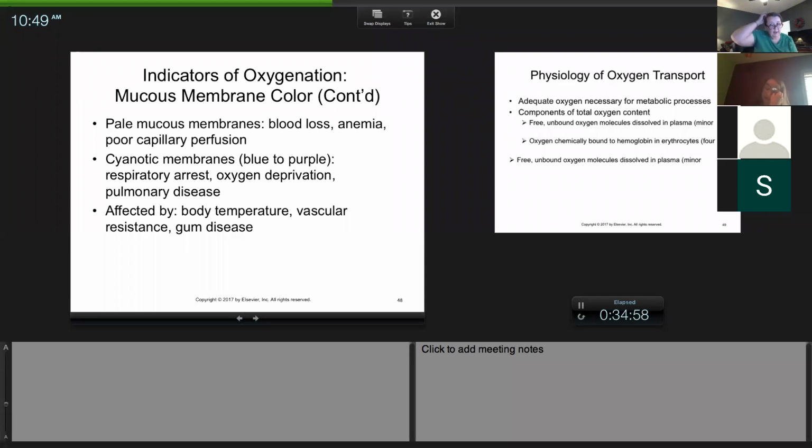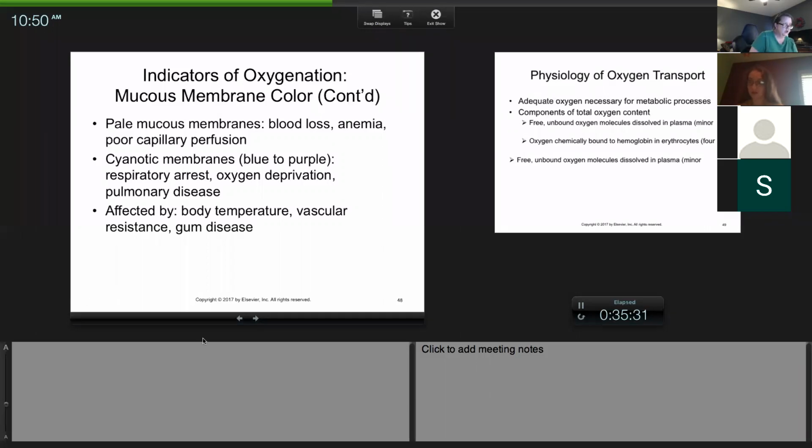If they're cyanotic, blue to purple, is it respiratory arrest? Is their respiratory rate so low? That's pretty rare, but it usually indicates they are not getting oxygen. But all of these can be affected by other things. If they're cold, they're going to be pale. If they have increased vascular resistance from drugs, they're going to be pale. If they have gum disease, they're going to look bright red.